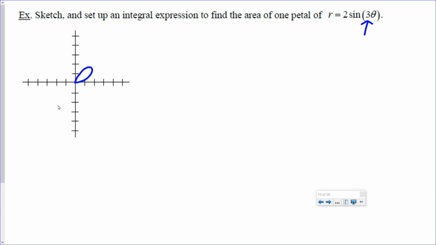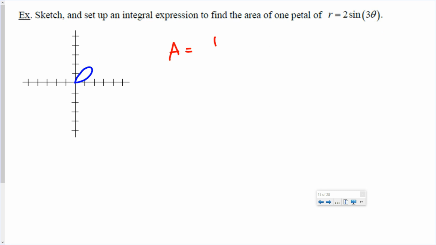I only need 1 petal. This one only says 1 petal. But had I needed more, I would just take that area and multiply it by 3. You agree, if I wanted the whole rose? But this one is only asking for 1 petal. All right, so let's start 1 petal at a time.